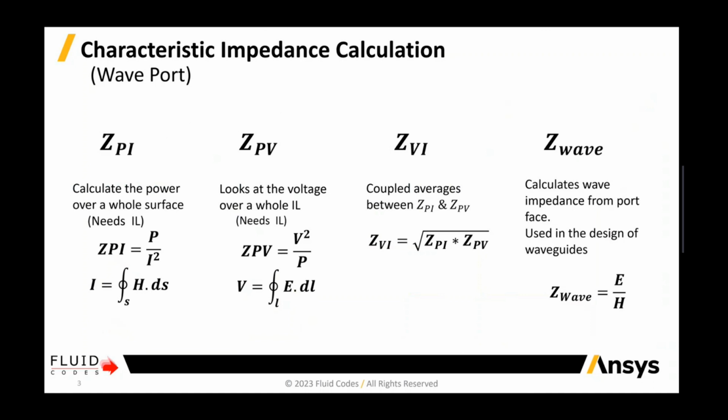There are multiple ways of calculating the characteristic impedance of wave ports. The first one is the ZPI, where HFSS assumes the power and then calculates the current over the whole surface. You can use it either by assigning an integration line or without it. There's also the ZPV, where HFSS defines the power, and then using the integration line, you define a line, and over this line the voltage is calculated. There's the ZVI, which is the coupled average between the ZPI and the ZPV. And there's also the Z-wave, which is the ratio between the electric field and magnetic field.